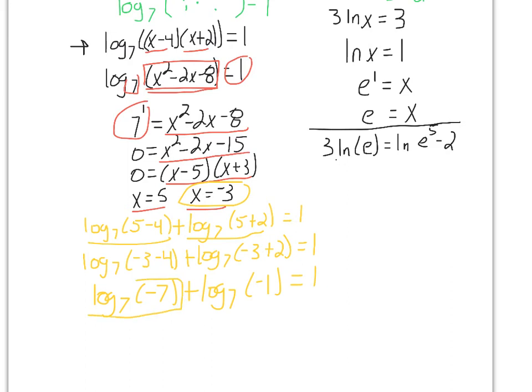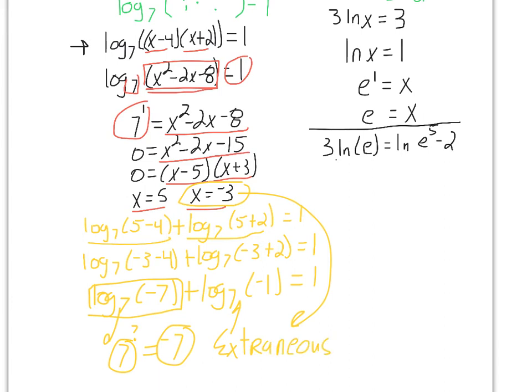You can't take the log base 7 of negative 7 because this is really asking 7 to what power gives you negative 7. Well, there isn't an exponent that will do that. You can't get a negative output when you start with a positive base. And the same here. So this is what we call one of those extraneous solutions.